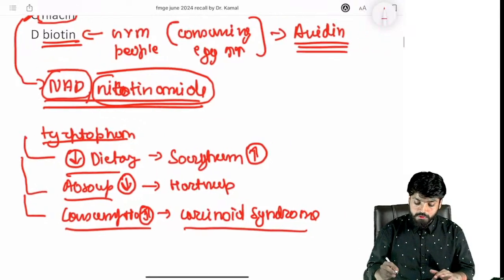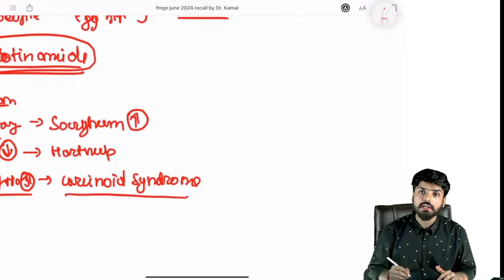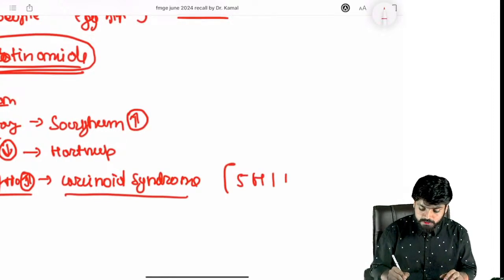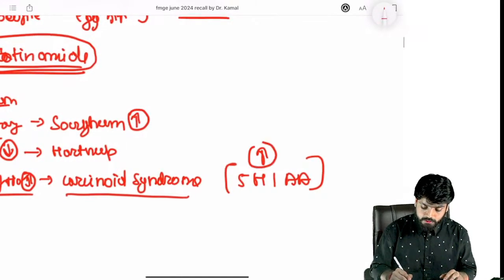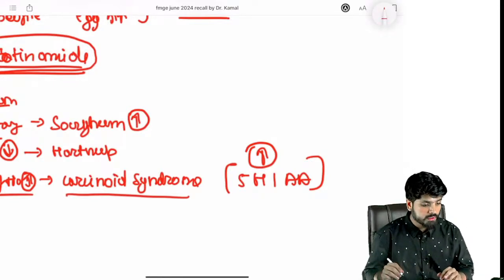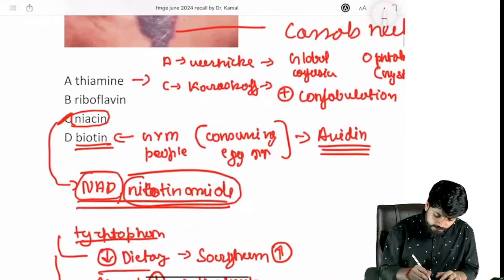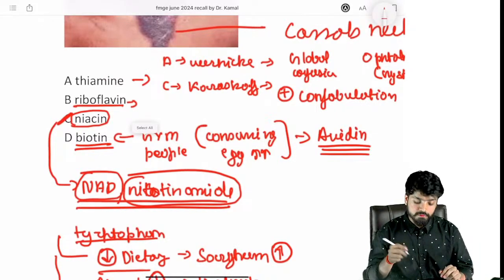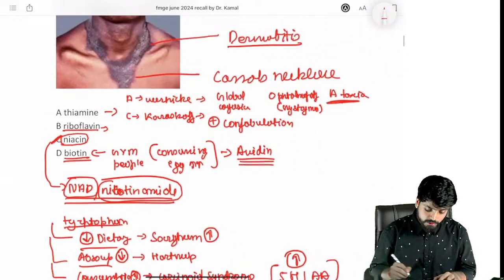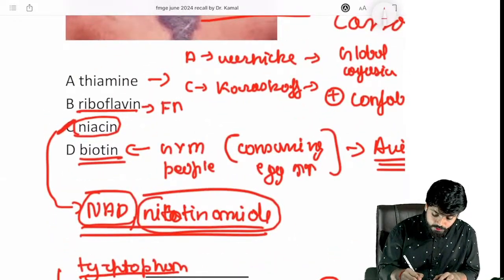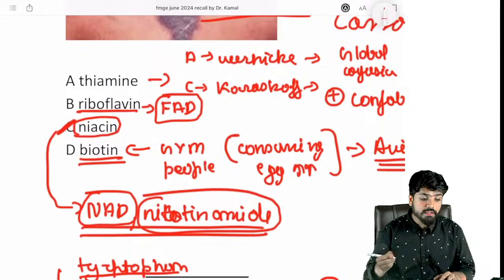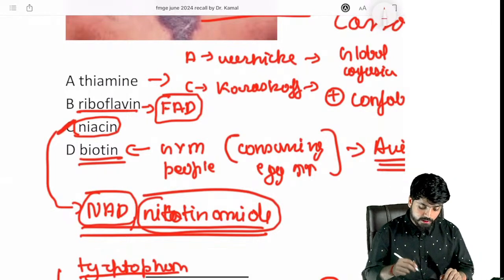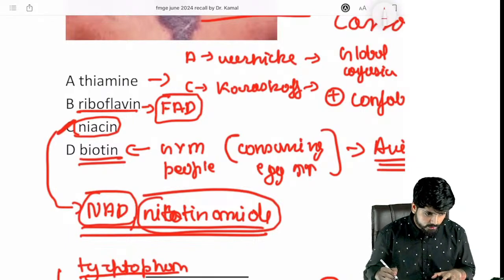So carcinoid syndrome. And I remember I have seen a question related to carcinoid syndrome also, that the urinary level of 5-HIAA is elevated. So yes, it will be related to carcinoid syndrome in the exam. And riboflavin, we already talked about angular stomatitis and cheilitis. We will see them in riboflavin deficiency. The other name for riboflavin is FAD. Maybe next time they will not give riboflavin, they will give FAD deficiency. So you have to remember that it is related to riboflavin.